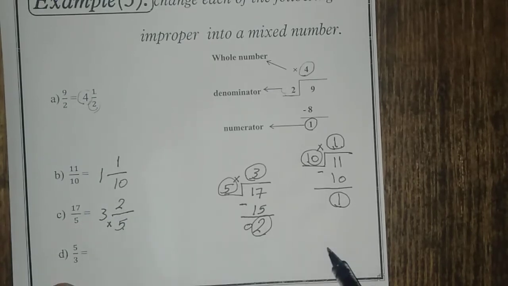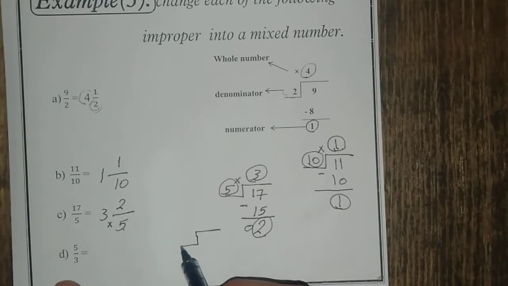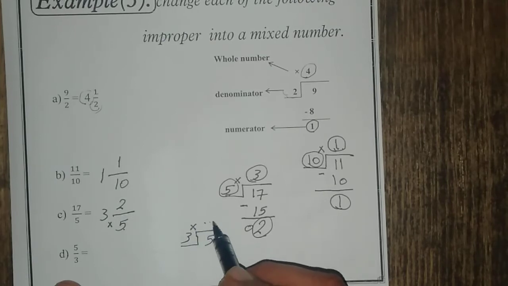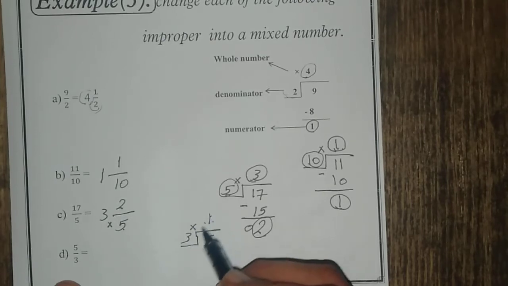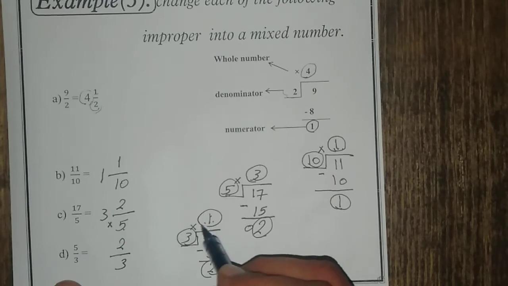5 over 3, the last example. 5 divided by 3. What times 3 equals 5? 1 times 3 equals 3. Subtract 5 minus 3 equals 2. Therefore, the mixed number will be 2 over 3, and the whole number will be 1.